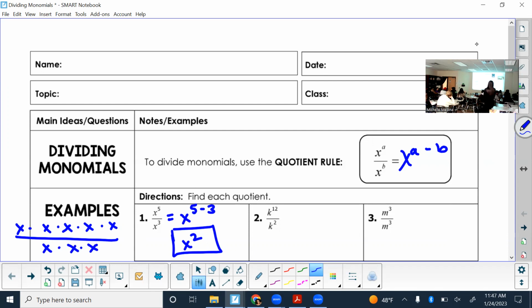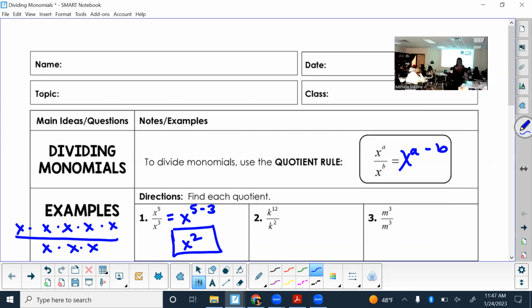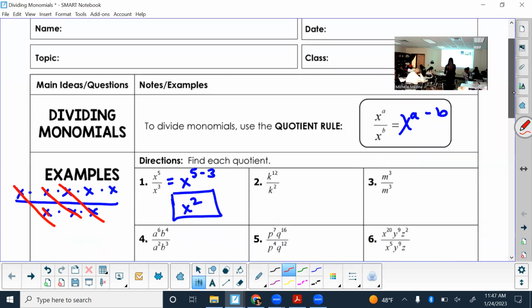The rule is that if you have the same thing on top and bottom of a fraction, what happens to it? It cancels out. So if I have x over x, these x's cancel, x over x, those x's cancel, x over x. All I'm left with is the 2 x's, right? Instead of doing that every time, just subtract the exponent. So questions on that?